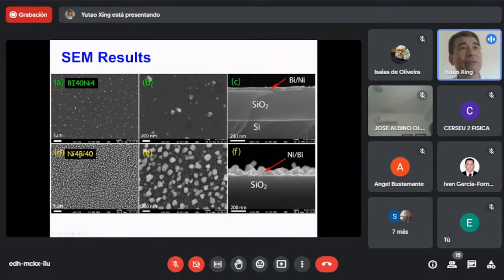However, if we deposit first the nickel and then bismuth, the morphology is very, very different. There are many small particles and nanoparticles on the surface with a diameter less than 200 nanometers, here is the scale. And if we see the cross section, we couldn't even find a nice continuous bismuth or nickel bismuth 3 layer. The sample almost formed islands here, the small islands.